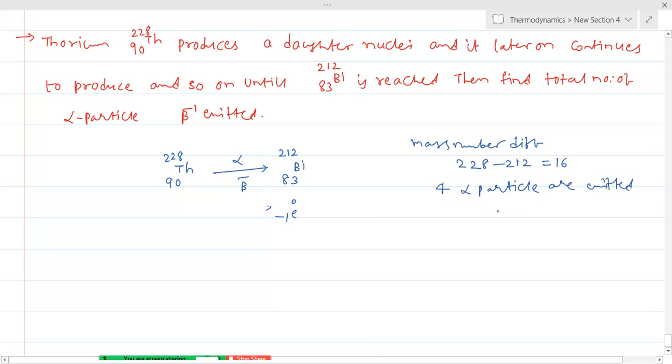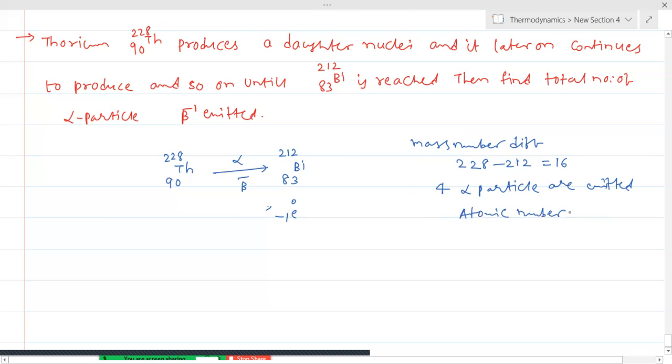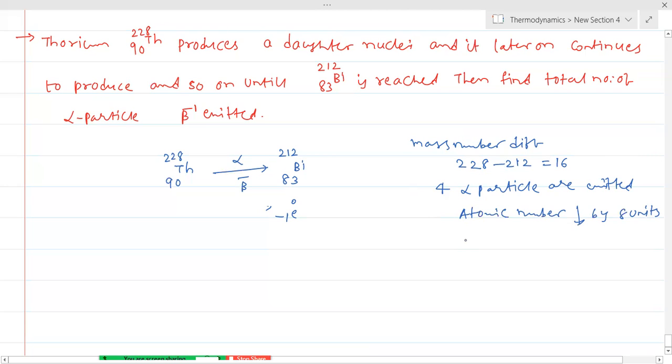So when 4 alpha particles are emitted, definitely the atomic number of thorium has to be reduced by 8 units. So we get the atomic number as 90 minus 8, that is 82. After the emission of 4 alpha particles, the residual nucleus atomic number should be 82.